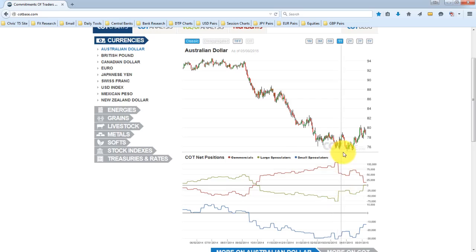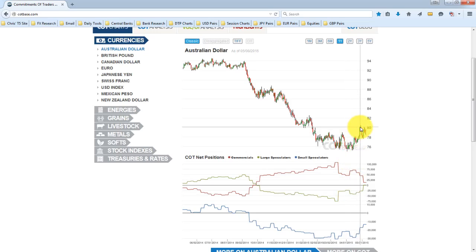So what we see now is a divergence, a very similar divergence graphically to what we look at on our regular charts with the MACD. So price makes a lower low, but the large specs are less net short. And then this led up to a larger rally here on the Australian dollar.